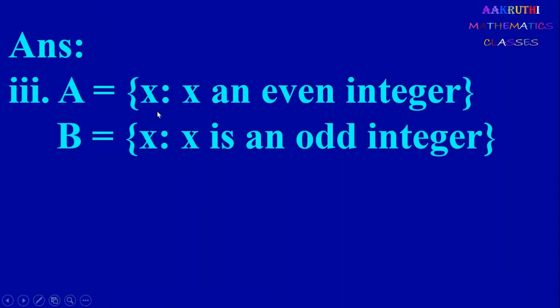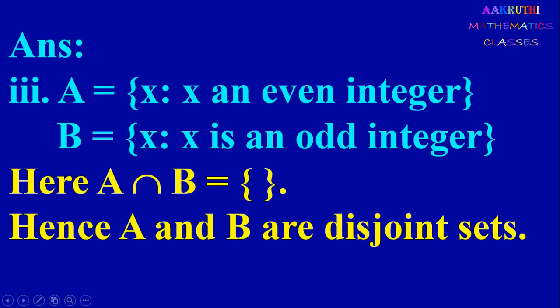Next question, it is A equal to the set of all x such that x is an even integer, B equal to the set of all x such that x is an odd integer. Is there any common element in even integers and odd integers? No, there is no common element in even integers and odd integers. Therefore it is a disjoint set. Now here the intersection is an empty set. So therefore A and B are disjoint sets. So there is no common element in these two sets.